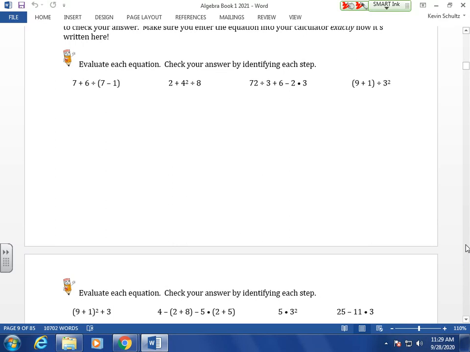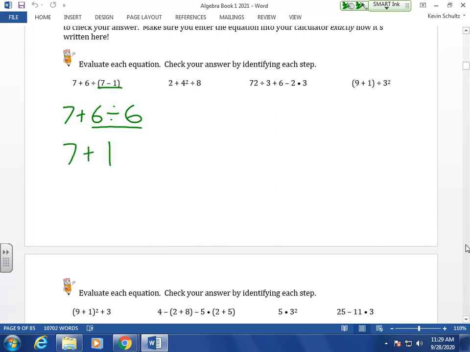7 plus 6 divided by, then we got parentheses, the difference of 7 and 1. What are we doing first? Bridget? The parentheses. Yes. So I want you to underline, that's what's being done first. Rewrite the expression to then be 7 plus 6 divided by 6, because that's what 7 minus 1 is. And now what will we do next? What comes next? Yeah. 6 divided by 6. Divide, which is 1. So we get 7 plus 1.